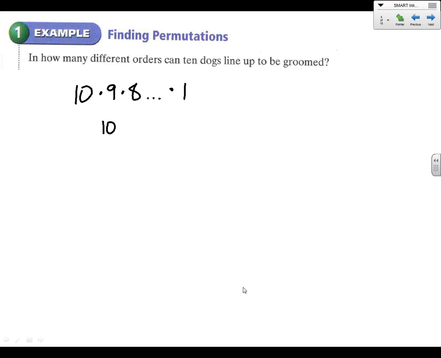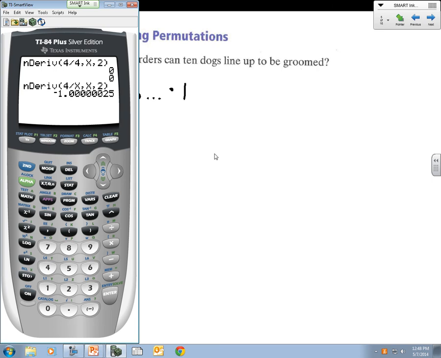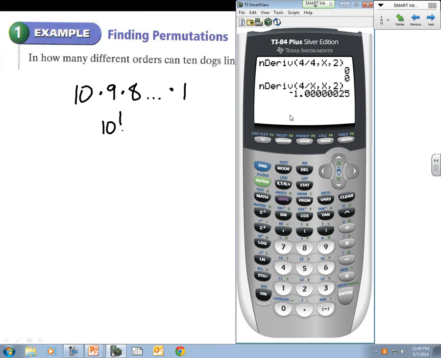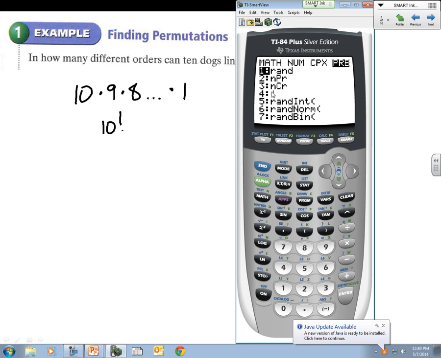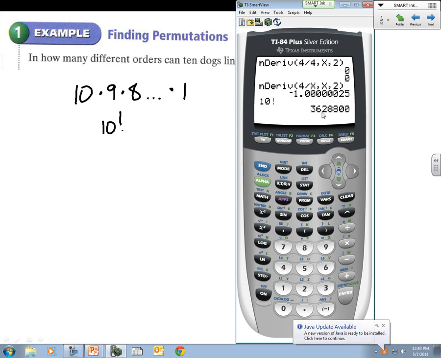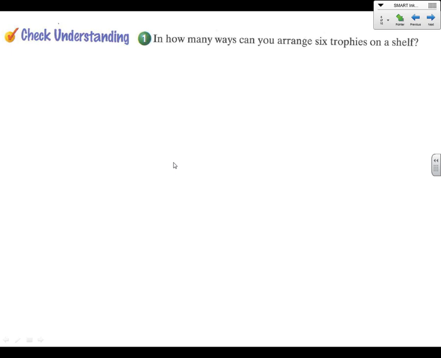This is 10 factorial. All right, so we can multiply them, or we can grab our handy-dandy TI-84s and plug this in. So we're going to type 10. Then we're going to hit the math button, and factorial is over in the probability section. So we go over to PRB, factorial is a 4, 10 factorial, we hit enter, and boom, 3,628,800 different ways to line up those 10 dogs. So take your calculators and see if you can figure out how many different ways we can arrange 6 trophies on a shelf.